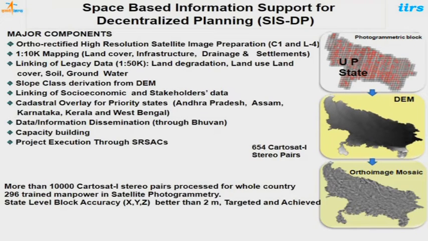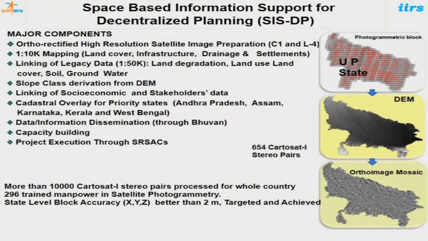But you can see the volume of work is so large. These orthocorrected images, for UP for example, come to somewhere around 650 Cartosat-1 stereo pairs. So this kind of a mammoth task had not been done. I didn't see any report across the world of such ortho correction data being done from satellite base, and today it has been done in our country, and it is available.